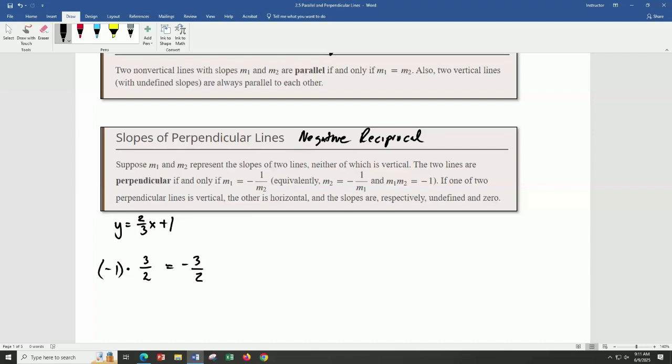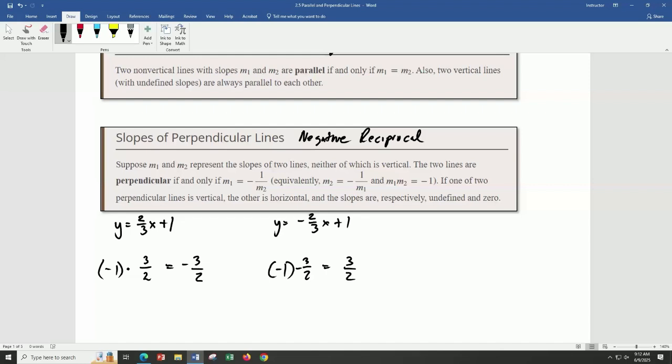Look what would happen if I had this. How about if I had y is equal to -2/3x plus 1? Well, once again, I take the reciprocal. When I take the reciprocal, I get 3/2. That's a negative. But then I'm multiplying it by a negative. And a negative and a negative make what? Positive. So there's my new slope.